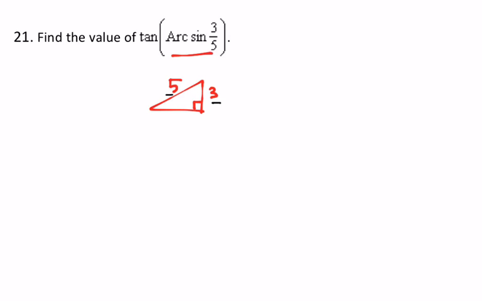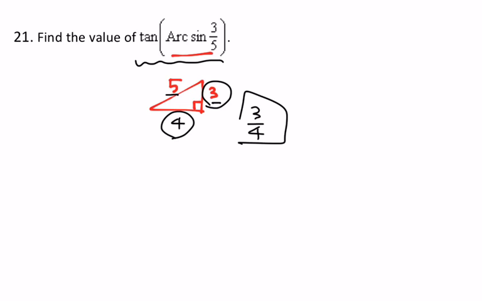And you know that this is a 3, something, 5 triangle, that means we know the missing side is equal to 4. Since tangent is the opposite over adjacent, we realize that 3 is the opposite, and the adjacent is 4. So 3 over 4 becomes our final answer.